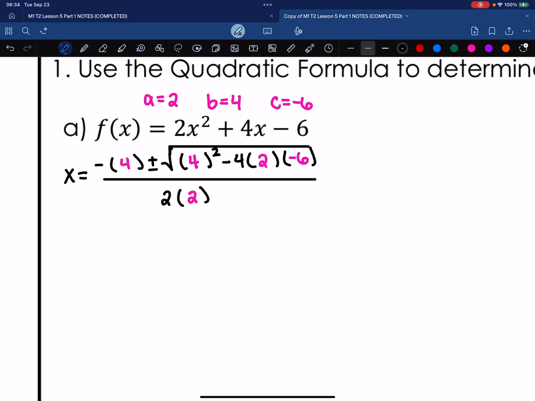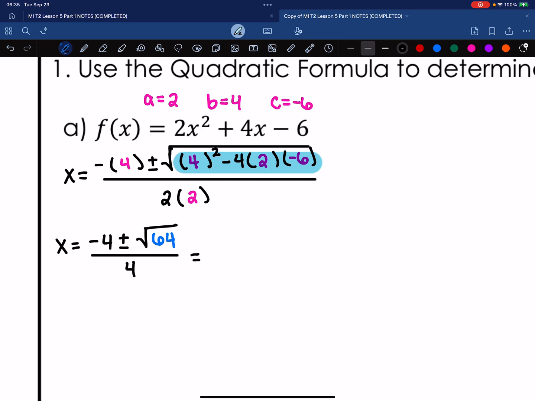So from here, it seems very overwhelming, but what I want you to do first is clean up what is underneath the radical. So this part only. I don't want you to type in the radical, I just want you to simplify that. So 4 squared minus 4 times 2 times -6. That should give you a 64. And so when you do that, it makes the equation just a little bit more manageable. And then on the bottom, 2 times 2 is 4.